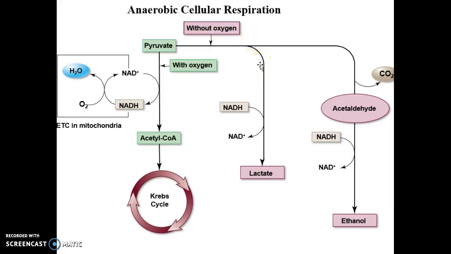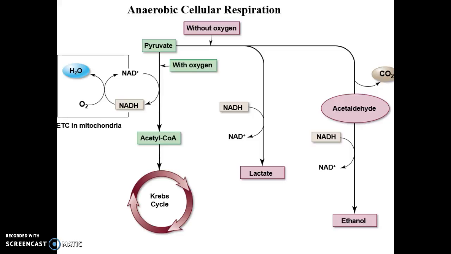And in human muscle cells, so this is our body during exercise, if we push too hard, we go too much, and we just can't get enough oxygen in, our muscle cells will shift into an anaerobic condition because there's not enough oxygen. The pyruvates will be converted into a product called lactate. Now lactate is what causes that fatigue and cramping and that soreness you feel in your muscles.